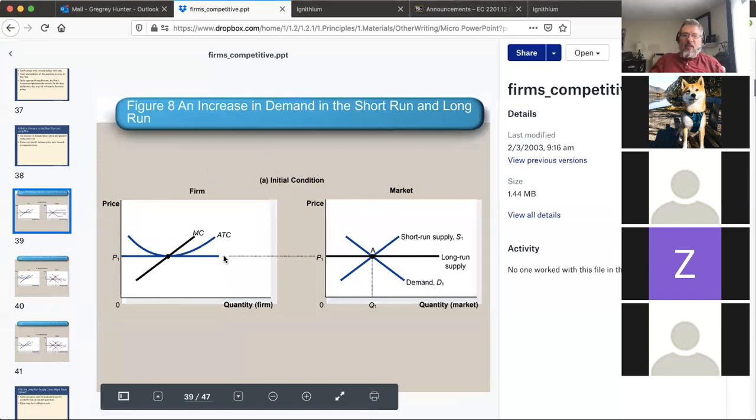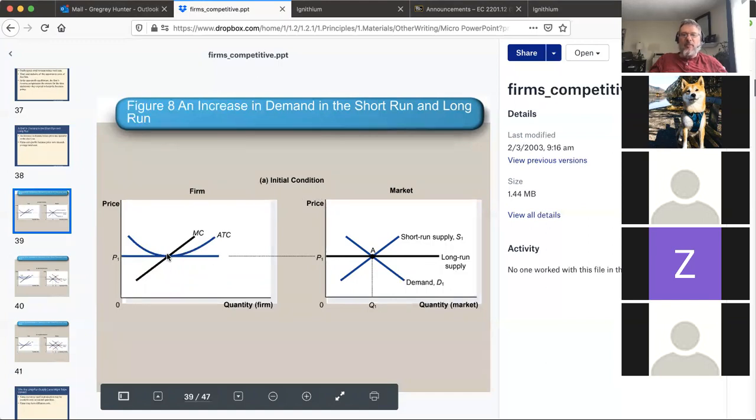So now we have this relationship between the firm and the market, and notice we have this long run supply curve that's horizontal, and it's passing through this same demand and supply equilibrium, where the short run supply curve is an upward sloping supply curve. So this is where we normally start our analysis. Here's the firm level and here's the market level. These are the initial conditions.